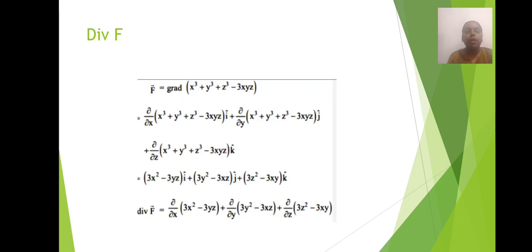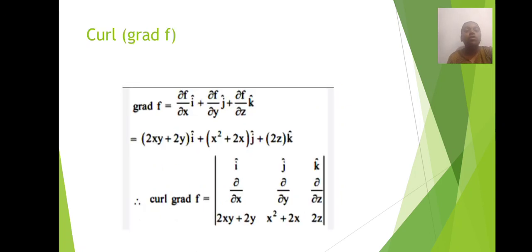The problem we will be solving on the divergence: f is equal to grad of x cube plus y cube plus z cube minus 3xyz. If we partially differentiate the above function with respect to x, we'll be getting a value, plus partial differentiation with respect to y, plus partial differentiation with respect to z. In the final answer, the terms of i, j, k will be vanishing. So we'll be getting the answer, that is 3x square minus 3yz, 3y square minus 3xz, plus 3z square minus 3xy. It is the answer where i, j, k terms vanish.